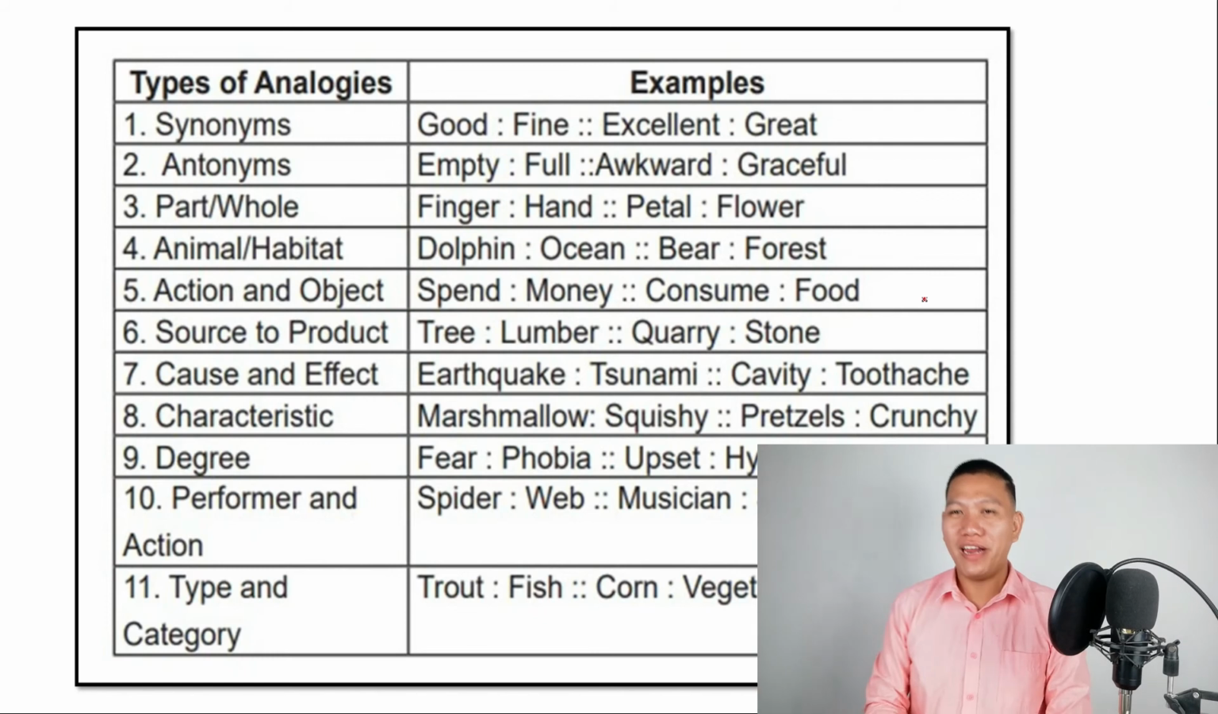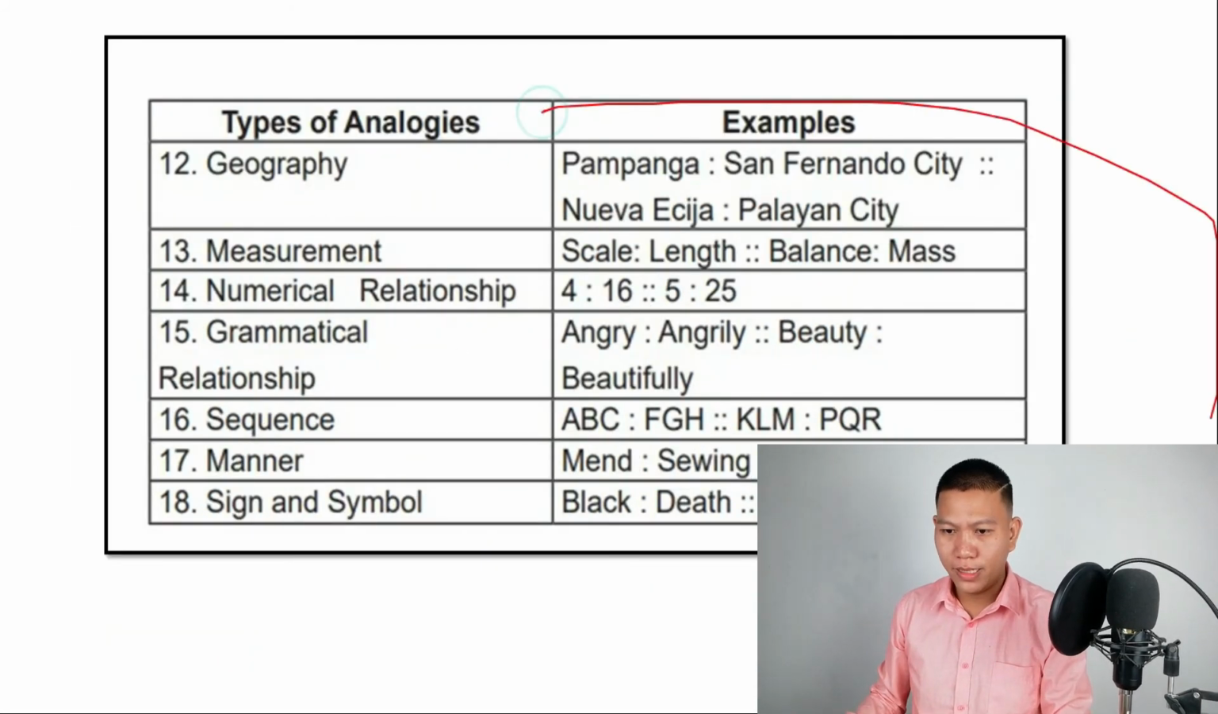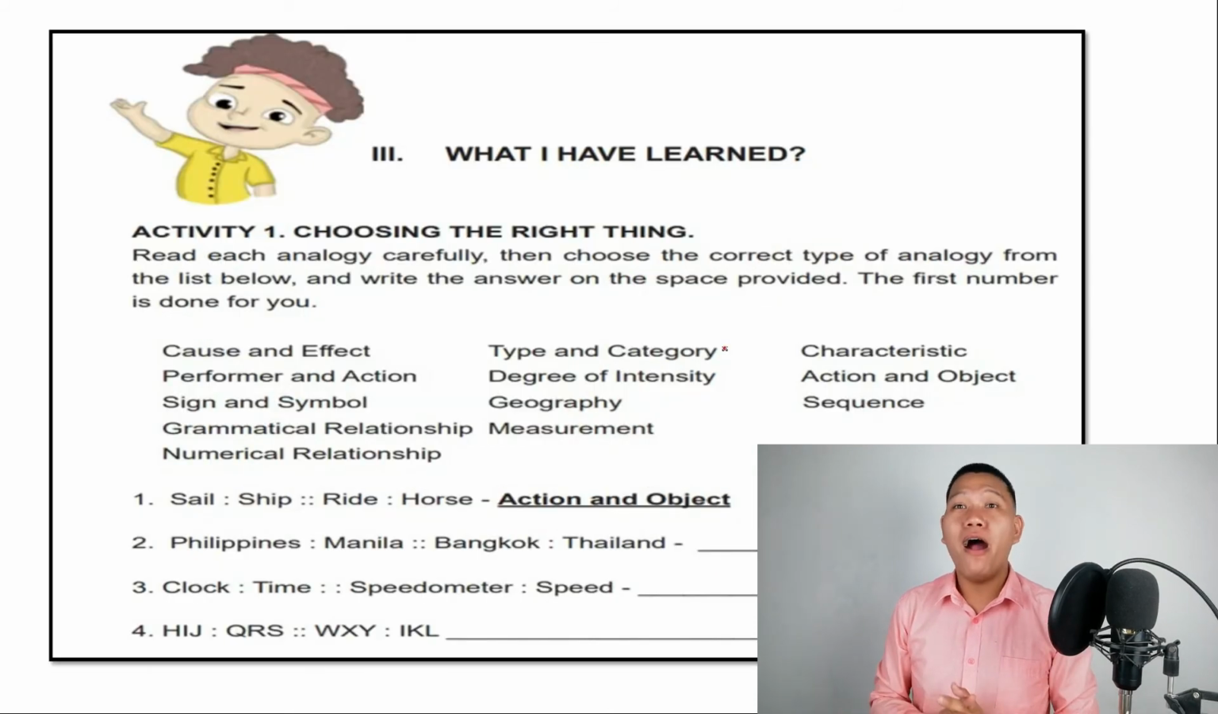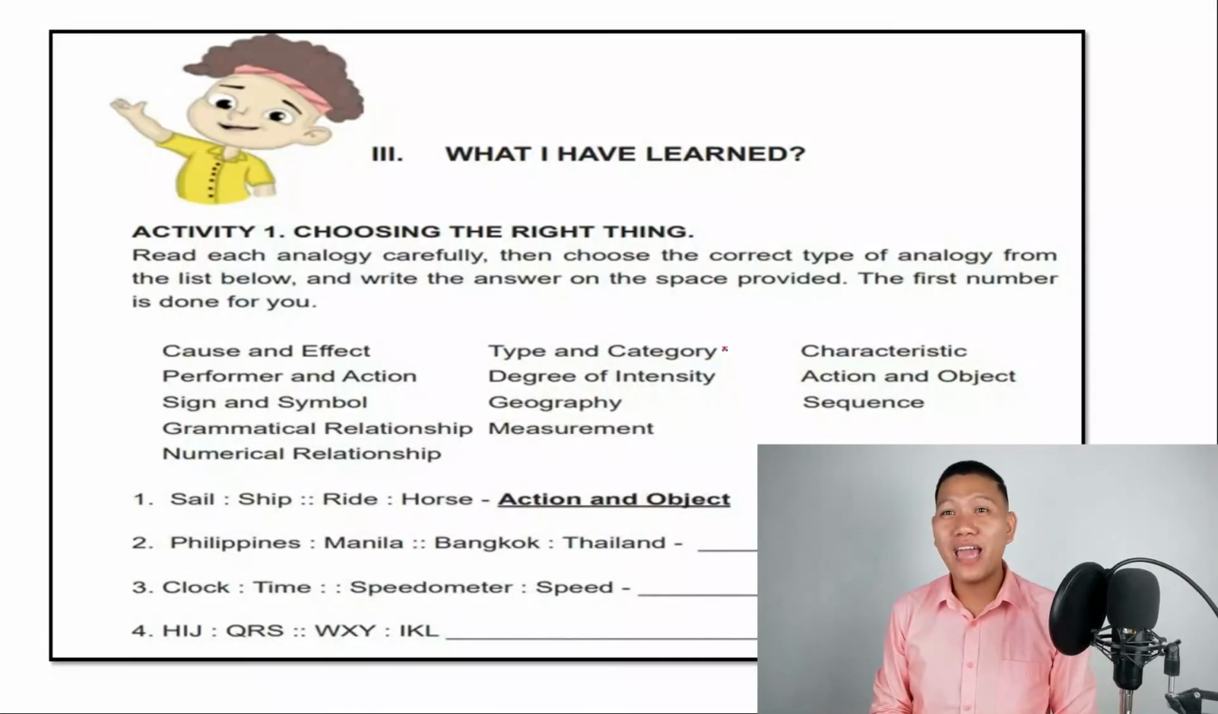There you have it, our 18 types of analogies. In your modules, there are other examples that will help you understand the discussion. You can check on them and read these particular examples, until number 18. Alright. Are you ready now for our tests? Aye, aye, Captain! In this part, I will just elaborate each direction so that you would know what to do. Let us now start the exercises. Let us have the first one.